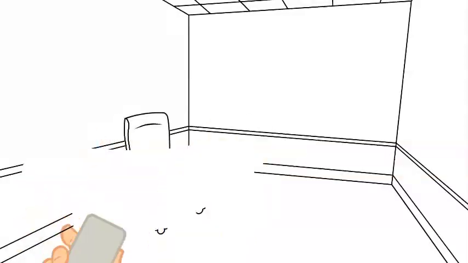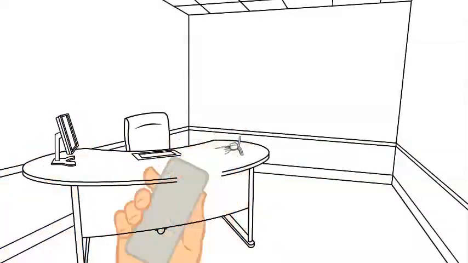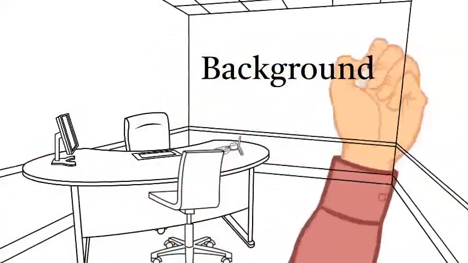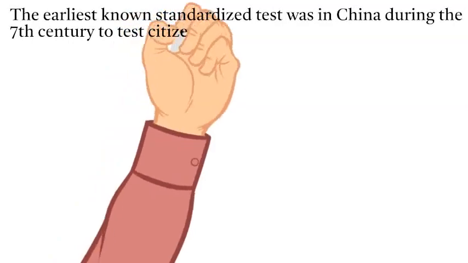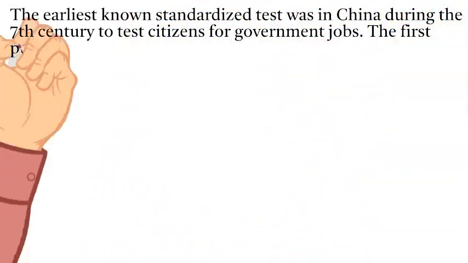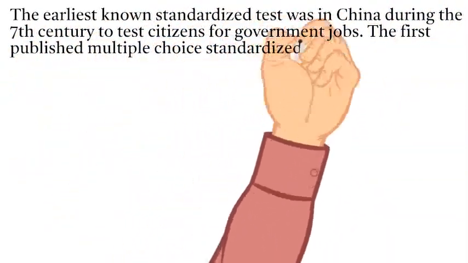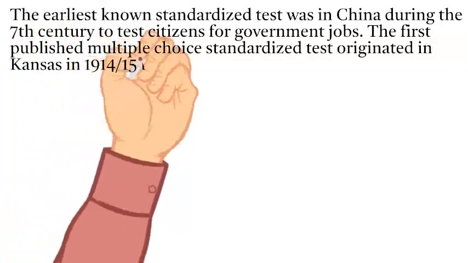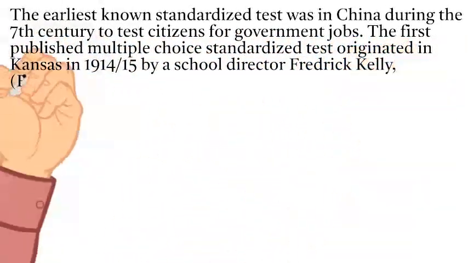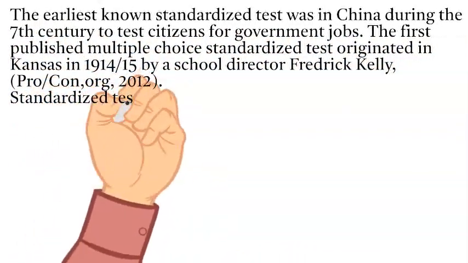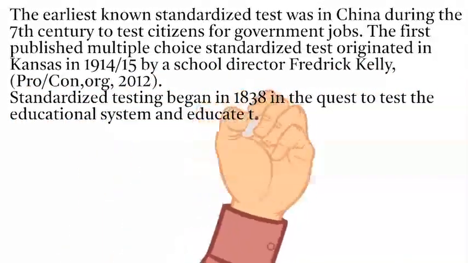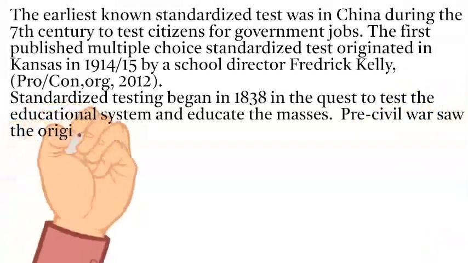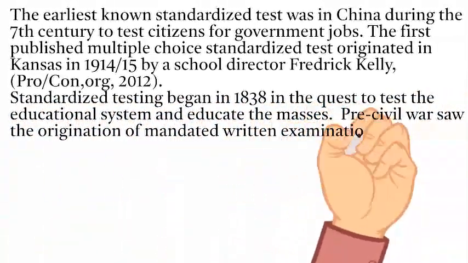This next section is test background. The earliest known standardized test was in China during the 7th century to test citizens for government jobs. And the first published multiple choice standardized test originated in Kansas in 1914-15 by a school director, Frederick Kelly. Standardized testing began in 1838 in a quest to test the educational system and educate the masses.